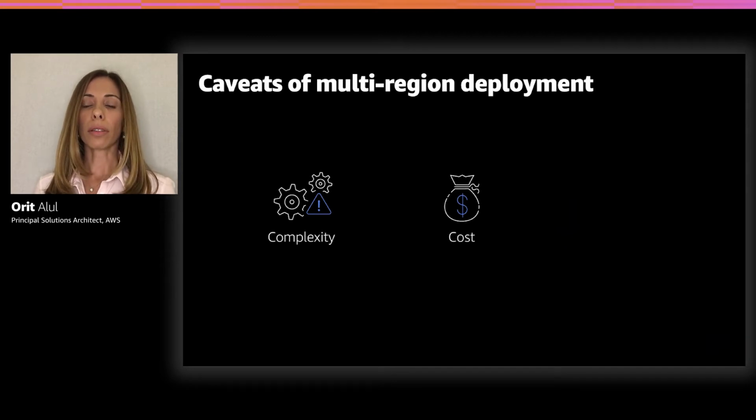In terms of cost, multi-region deployment might incur additional cost due to inter-region data transfer and non-optimized resource utilization. For example, there might be systems that you'll have to double or even triple, such as monitoring systems and security checks.